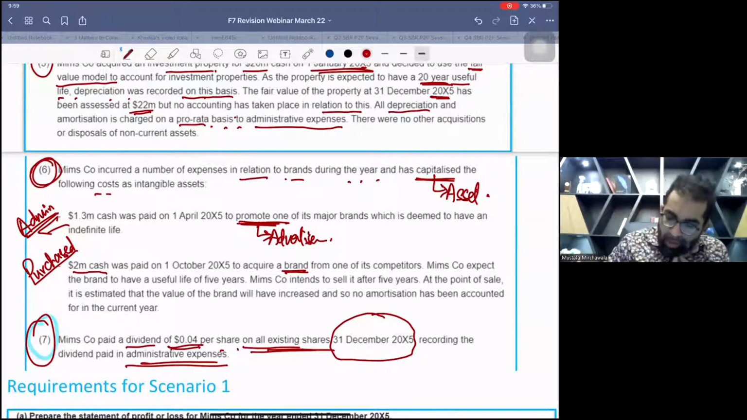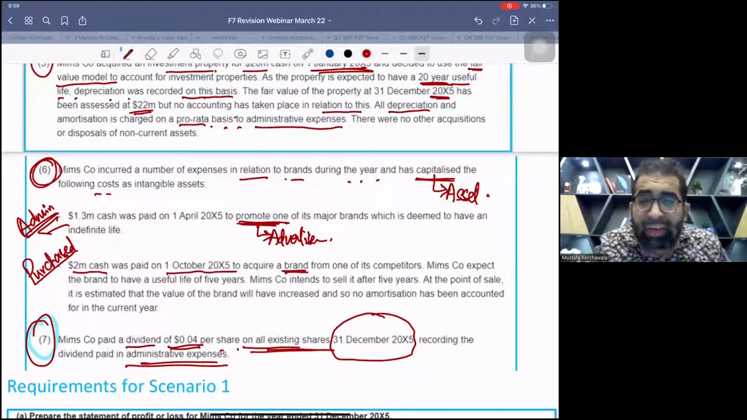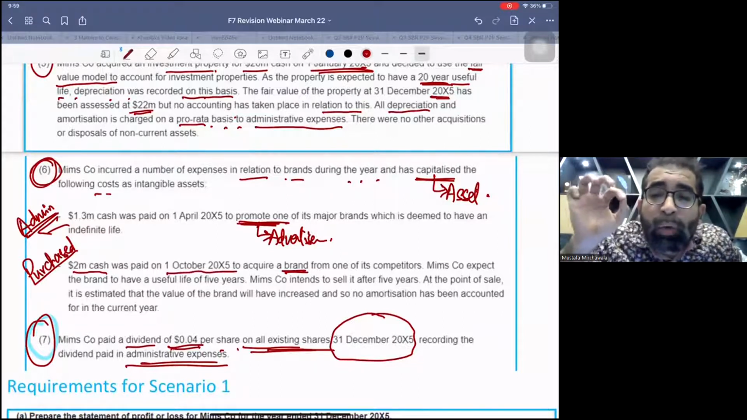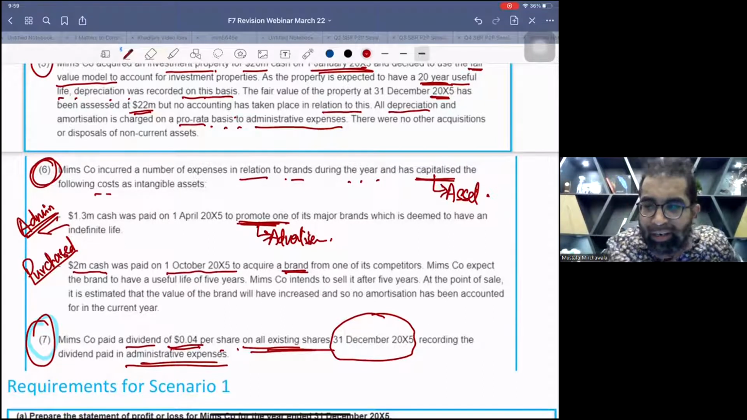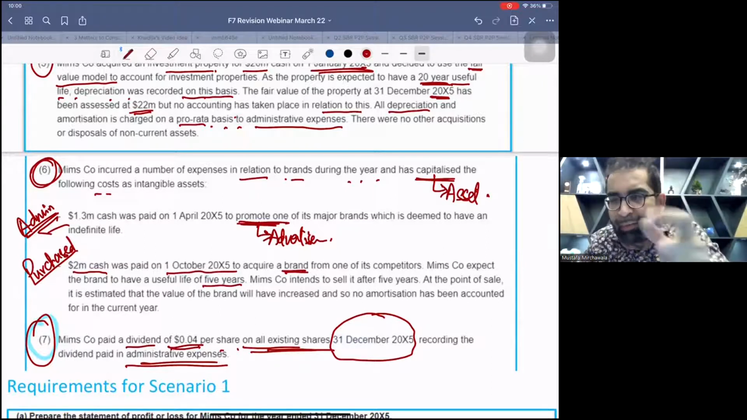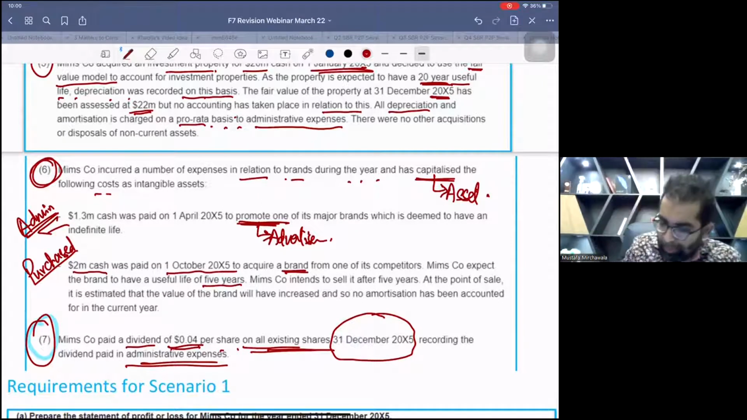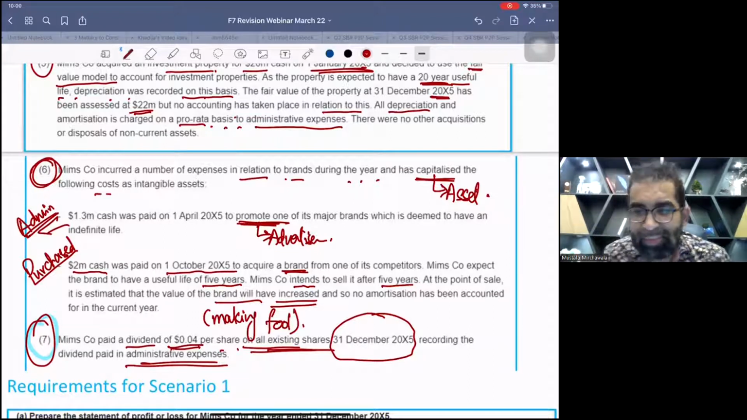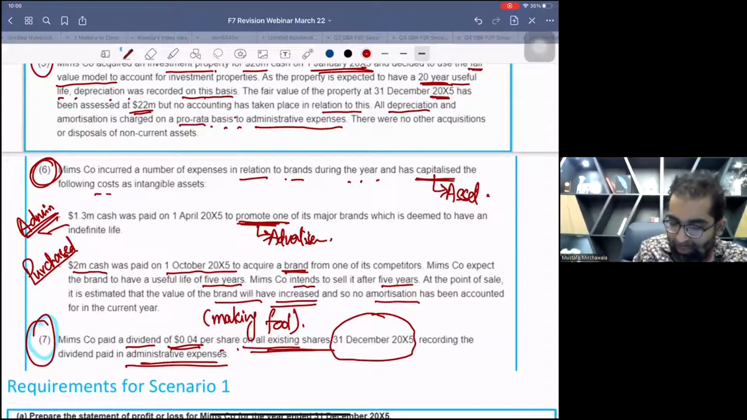Now, 2 million was paid on 1st October X5 to acquire a brand from one of its competitors. See this date, 1st October X5 means only 3 months left before the year end. MIMS company expects the brand to have a useful life of 5 years. Yes, it's a finite life. Finite life, you have to depreciate, you have to amortize. Keep it in mind. Now, MIMS company intends to sell it after 5 years. At the point of sale, it is estimated that the value of the brand will have increased. They have started making you fool. This is called a game. And so no amortization has been accounted for in the year.